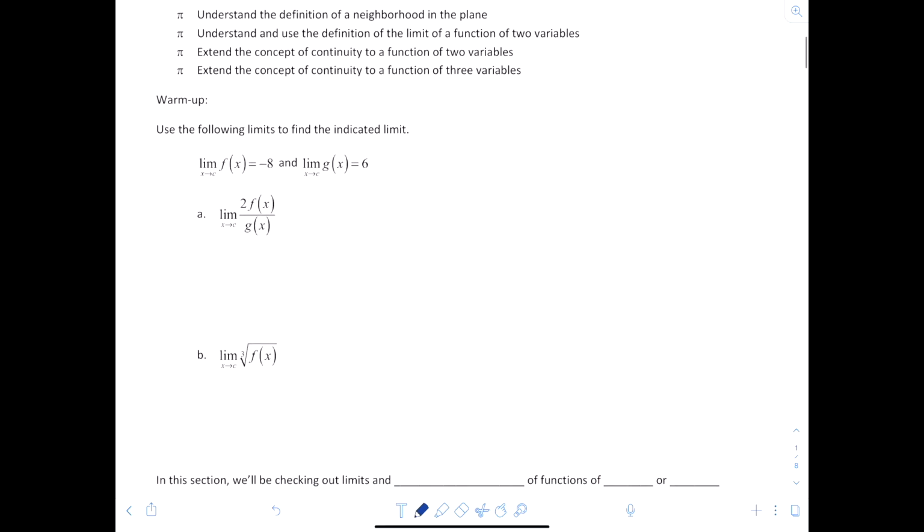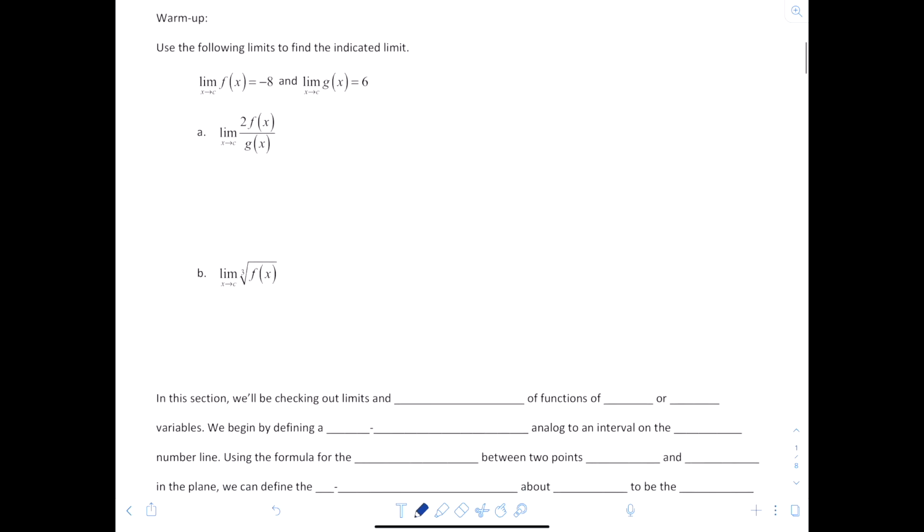So let's go ahead and warm it on up. Pause the movie, warm it on up. We're going to just do some stuff from Calc 1 just to remind us a little bit about limits. So pause the movie, on your mark, get set, go! You can do it. All right, let's see how you did.